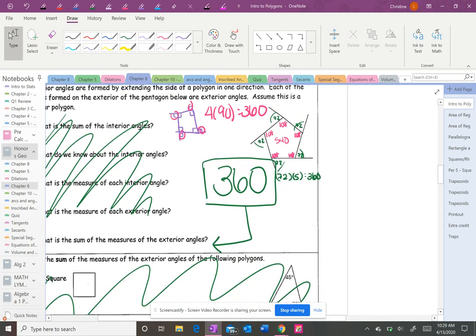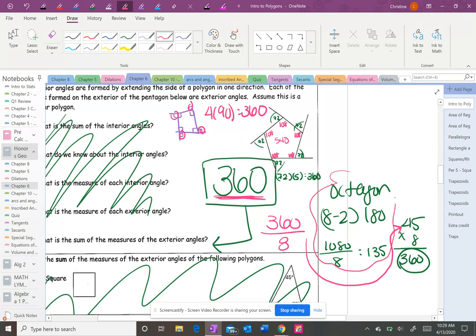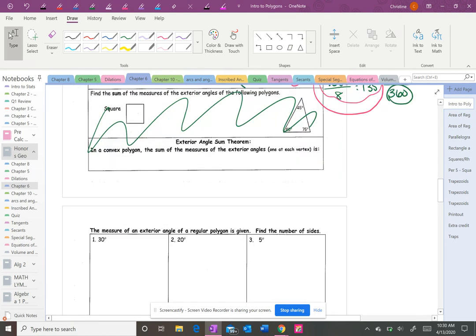Okay? If it said you have an octagon, remember an octagon has 8 sides, so it would have 1,080 degrees inside of it. If I divide this by 8, if it was regular, there would be 135 degrees inside each angle, which means that there would be 45 degrees in each exterior angle. If I multiply this times 8, I get 360. So if you just remember that this is 360, that is the magic number on the outside, you can just divide it by the number of angles and just get your answer instead of doing all of this work. Okay? Let's see, what other ones do I want to do on here?